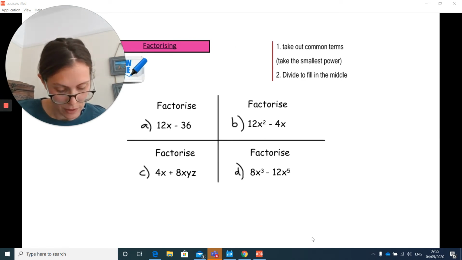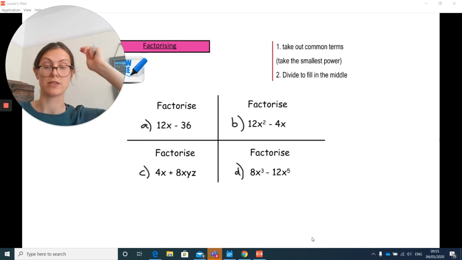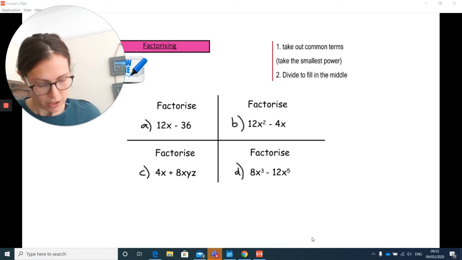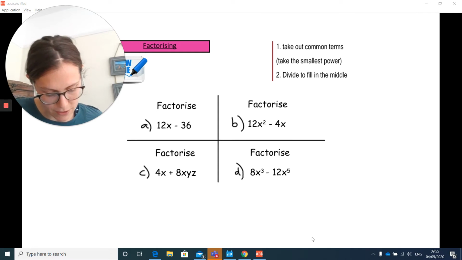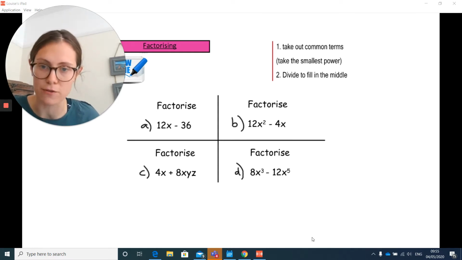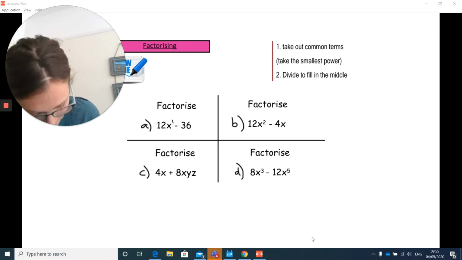Moving on, let's have a look at some ones where now we're going to introduce numbers into it as well. So now we're looking at being able to take out highest common factors of numbers as well. So in this first one, we've got 12 and 36. So you've got to find the highest common factor of the numbers 12 and 36. So I put the power of 1 here.